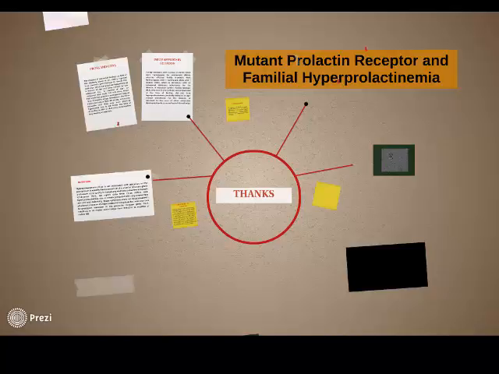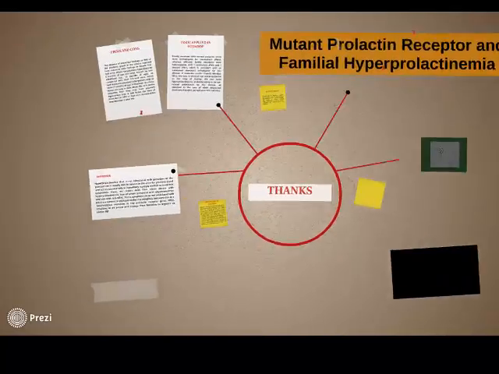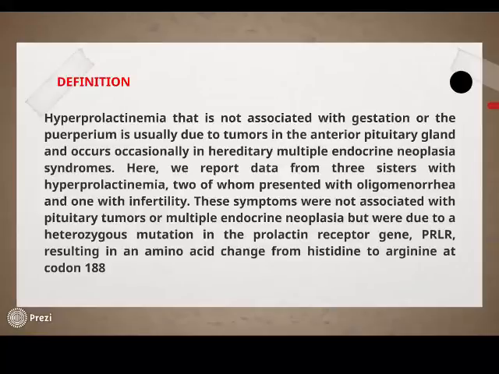Mutant prolactin receptor and familial hyperprolactinemia. Definition: hyperprolactinemia that is not associated with gestation or the puerperium is usually due to tumors in the anterior pituitary gland and occurs occasionally in hereditary multiple endocrine neoplasia syndromes.